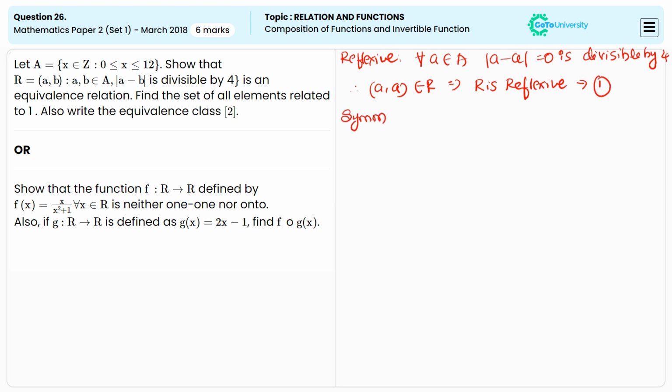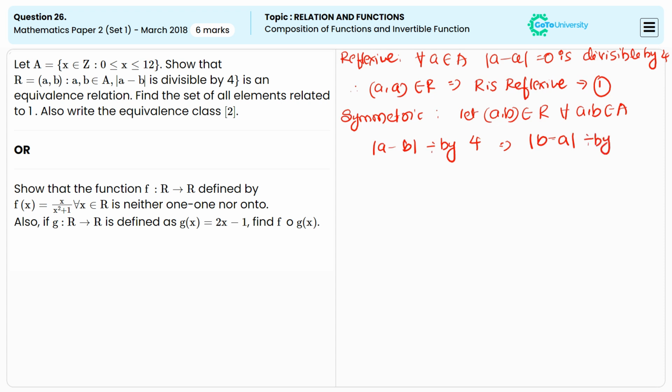Now we need to show that the relation is symmetric. So let (a, b) belong to the relation for all a and b from set A. Then we know modulus of a minus b is divisible by 4, which also indicates the difference of b and a is also divisible by 4, which means (b, a) also belongs to the relation, which says R is symmetric. Let this be statement 2.